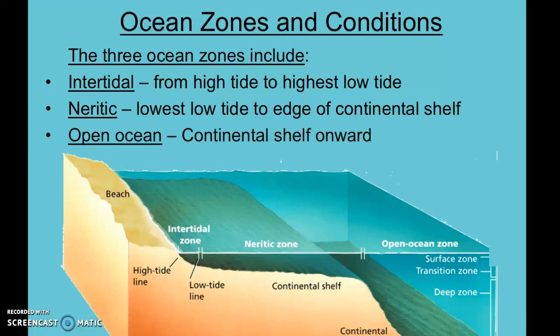And the open ocean zone begins at the end of the continental shelf, where it drops off to the continental slope, on out to the rest of the ocean. So basically the open ocean zone is going to be the largest and the deepest ocean zone.